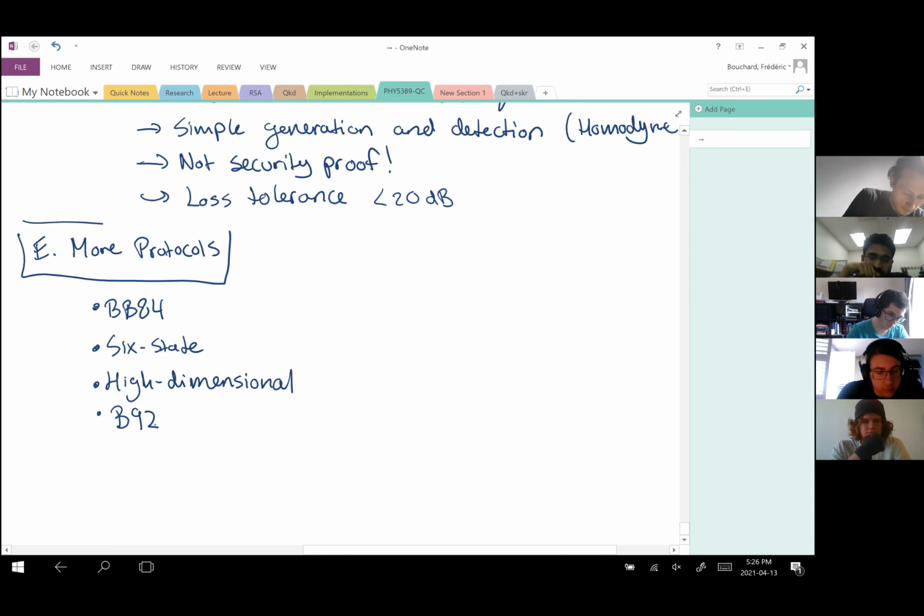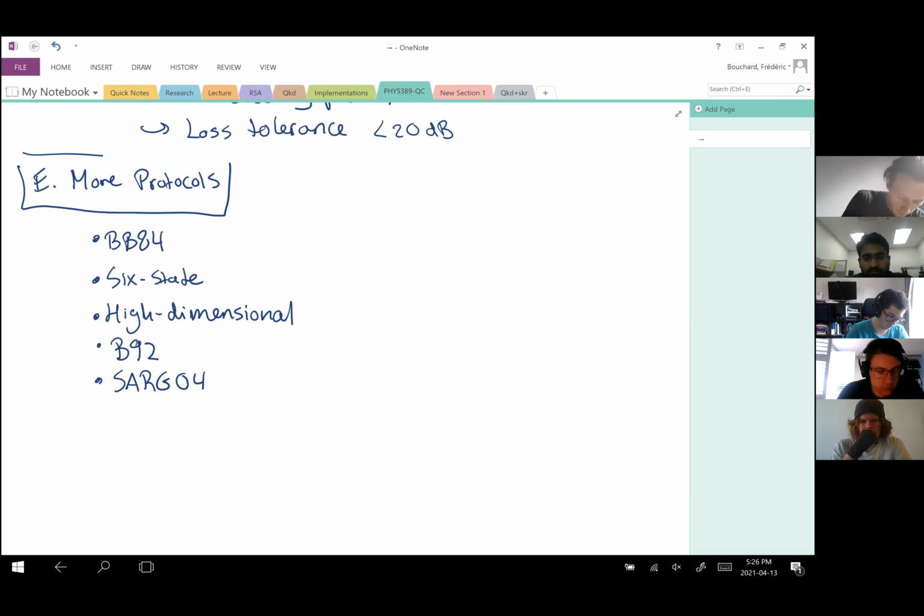B92, so that one is Bennett in 1992. You had SARG 04, which is four Swiss guys in 2004. You have something called differential phase shift protocol. Measurement device independent.